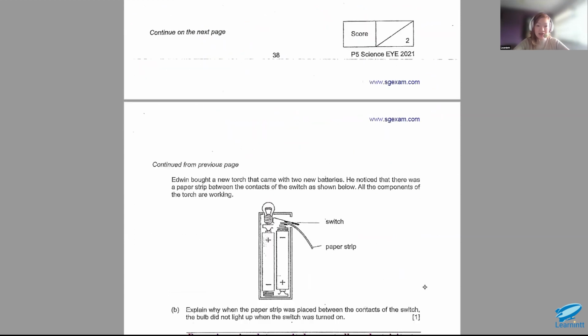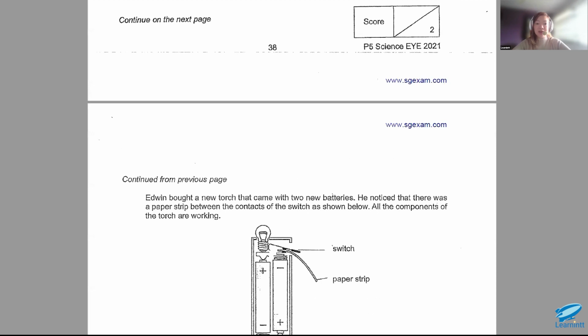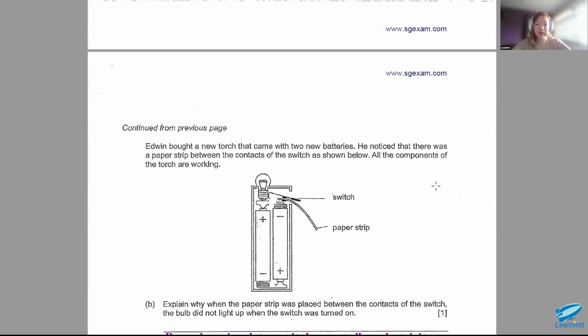All right, let's look at the next one. Oh, too much. Let me change it back to a bigger size so it's easier for everyone to see. Okay, this one. Edwin bought a new torch that came with 2 new batteries. He noticed that there was a paper strip between the contacts of the switch, as shown below. All the components of the torch are working. Now, when we have an electricity question and they talk about paper, it's to do with conductor already, right? Question: explain why when the paper strip was placed between the contacts, the bulb did not light up when the switch was turned on.